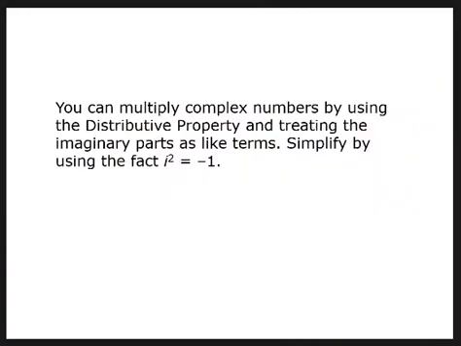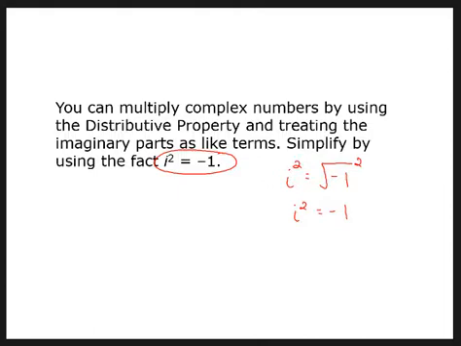Now we're going to multiply. Multiplying is similar to addition and subtraction in the fact that you're just going to multiply and treat the i's like they're variable terms. The one thing you have to keep in mind is that i squared equals negative 1. If i is the square root of negative 1, and you square both sides, i squared would equal negative 1. So you're never going to leave an i squared in a solution.